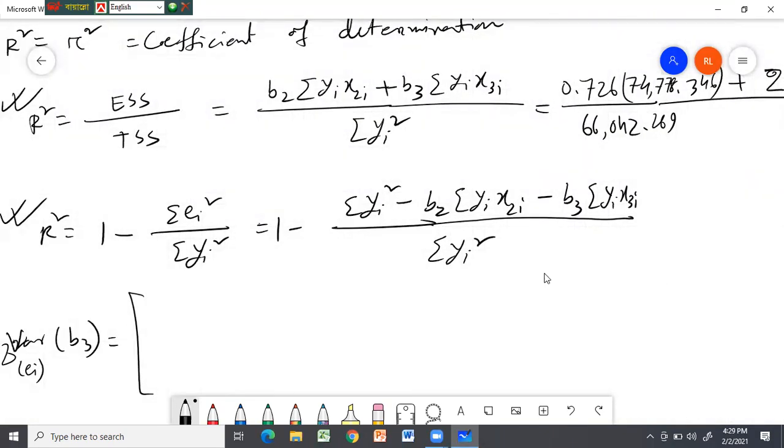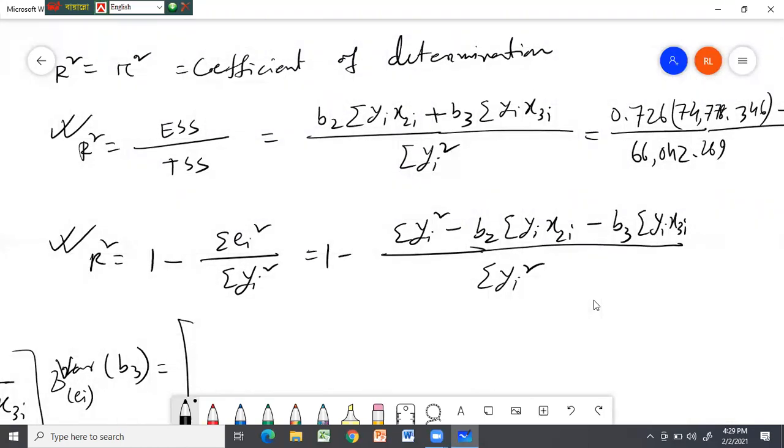Okay. So and then you can get the value of R square. It is about R square. There is another requirement you have been asked to calculate: R square bar. So R square bar means adjusted R square.